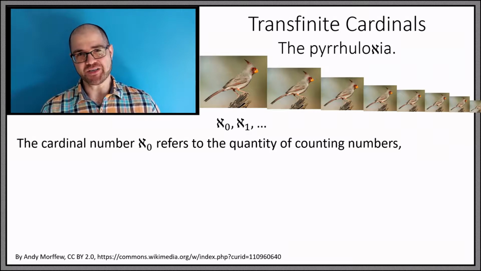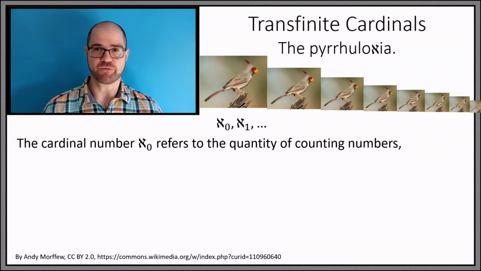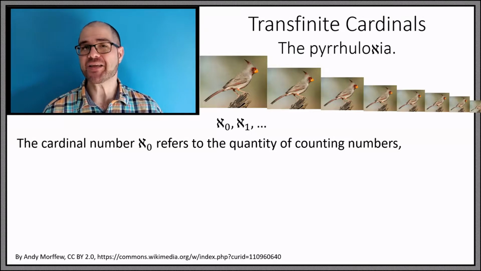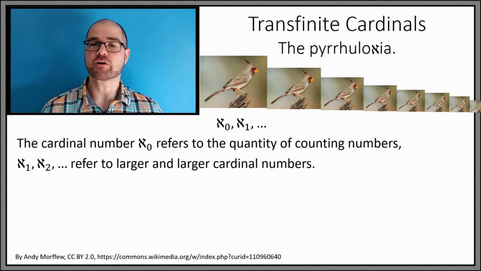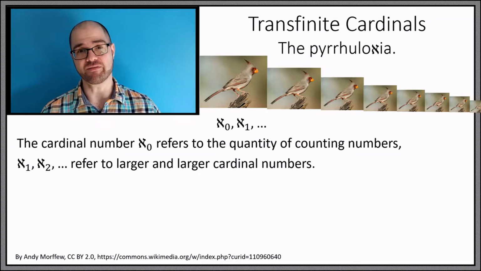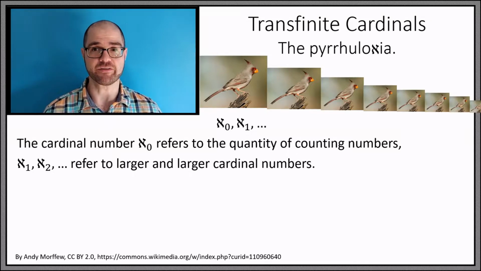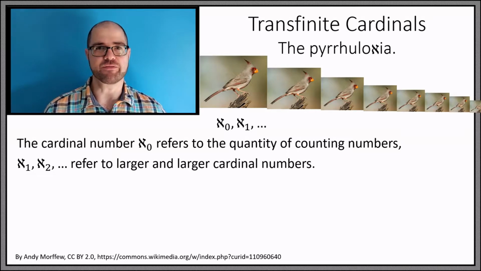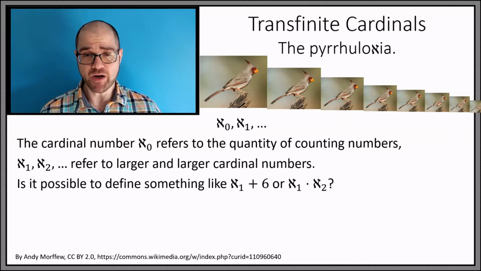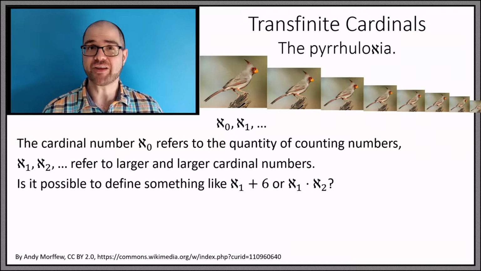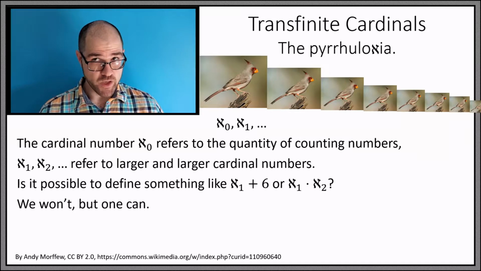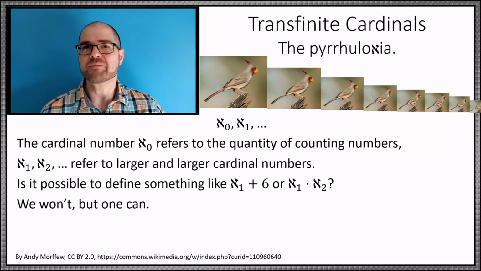Anyway, aleph-naught is the quantity of counting numbers, 1, 2, 3, etc. How many of those are there, aleph-naught? Aleph-1, aleph-2, and so forth refer to larger and larger cardinalities. Yes, there are sizes of infinity larger than other infinities, but that's not the topic for this video. It's totally possible to define what it means to add or multiply these infinite cardinalities. We won't do it, but it's been done.